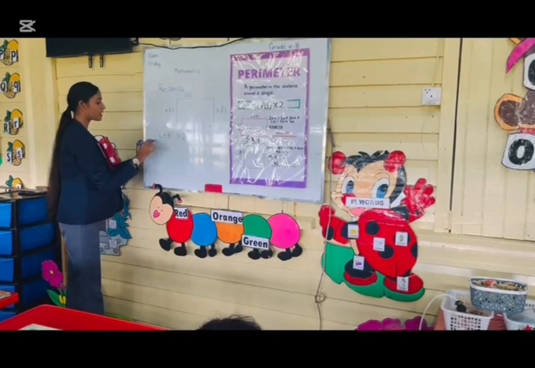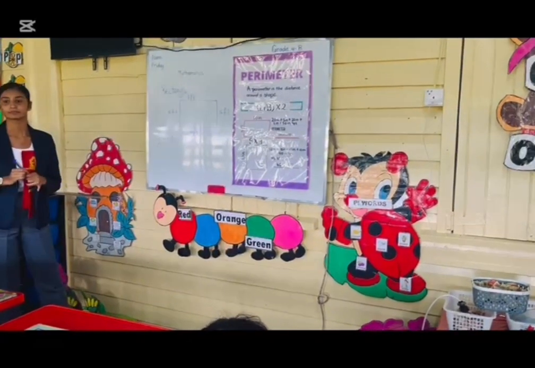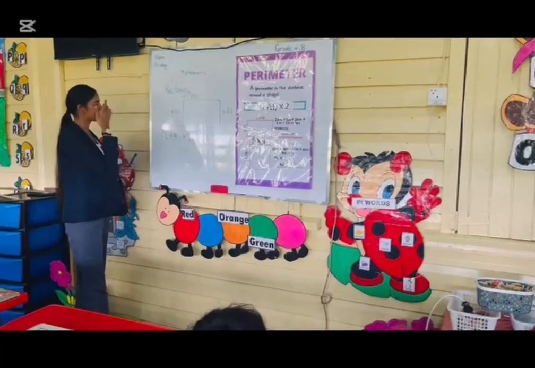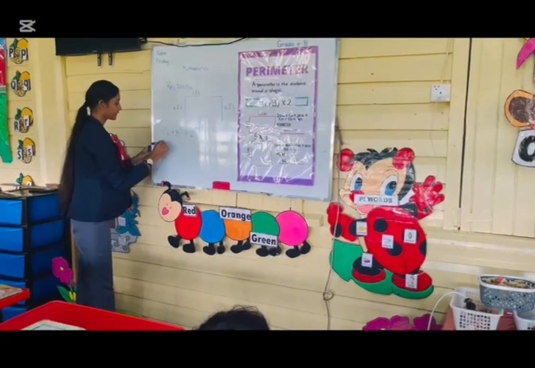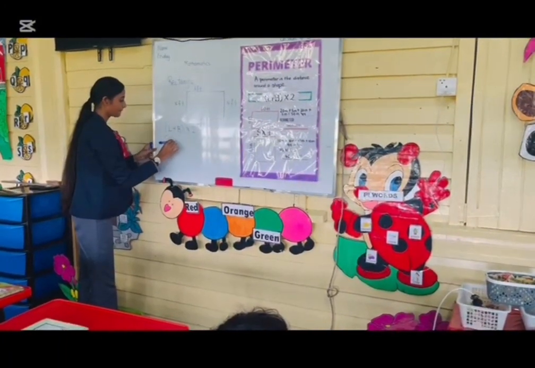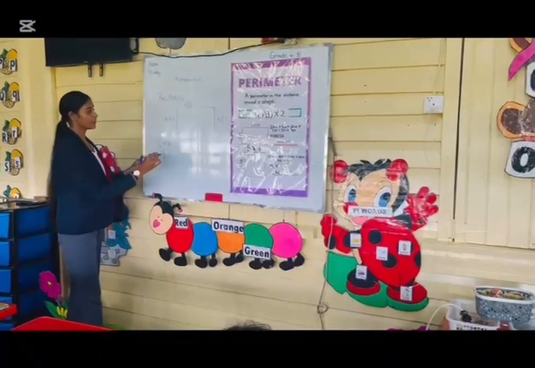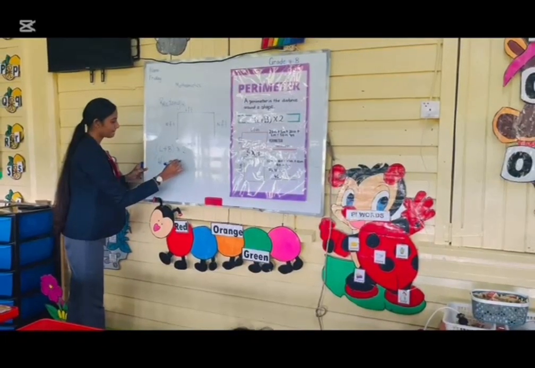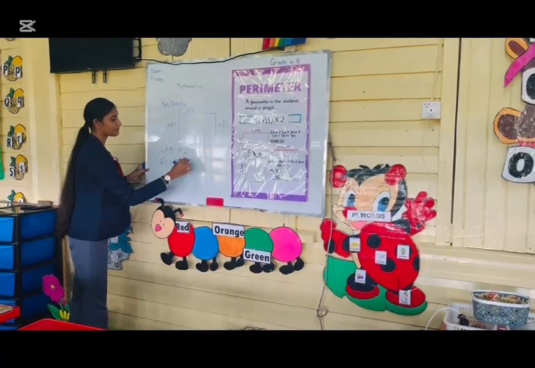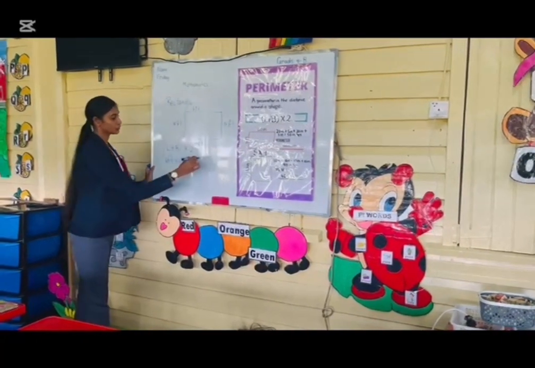So let's open our bracket. What is the length of this rectangle here? 6 feet. 6 feet plus what's the breadth? 5 feet. Now let's close the bracket. Multiply by how much? 2.